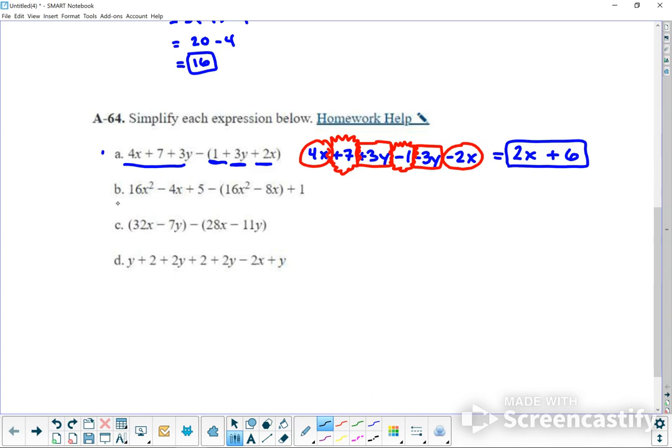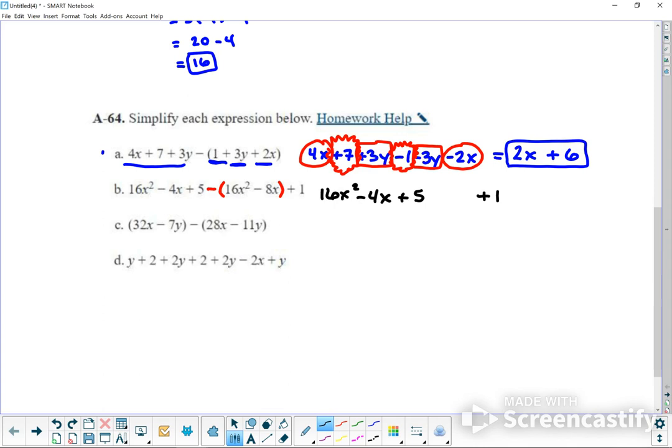Okay, next one. Let's rewrite everything except for that parentheses, because we do have a negative in the parentheses. So that means everything in the parentheses is going to become opposite. So I'm going to use black this time. So we have 16x squared. I'm just going to copy it from the beginning. Minus 4x plus 5. Okay, and I have a plus 1 in the back.